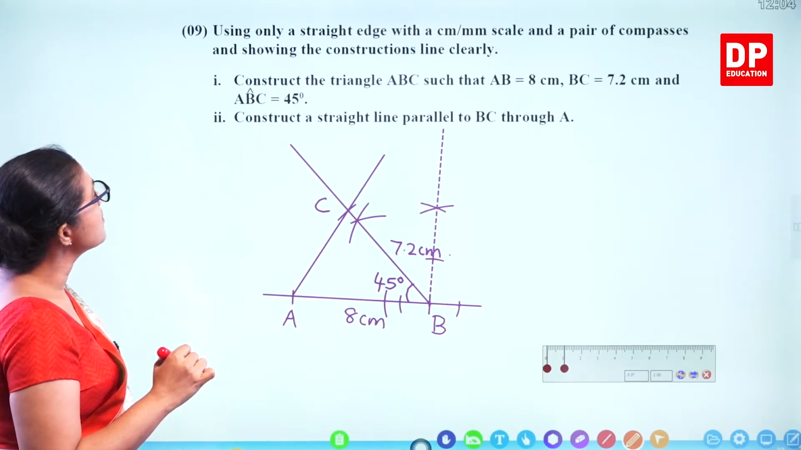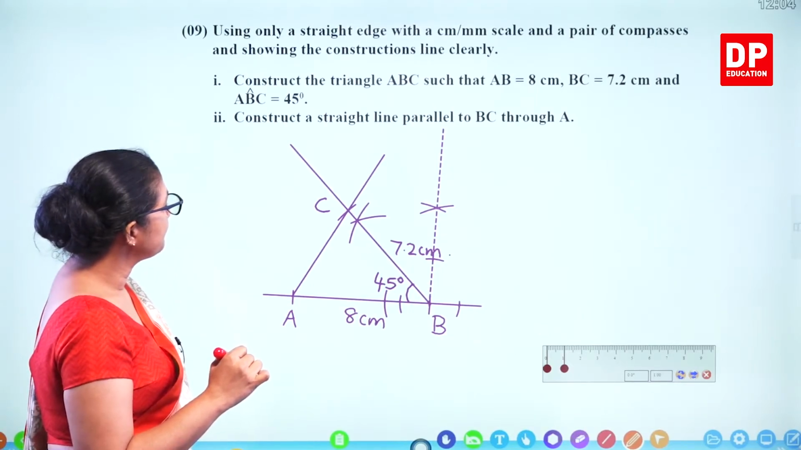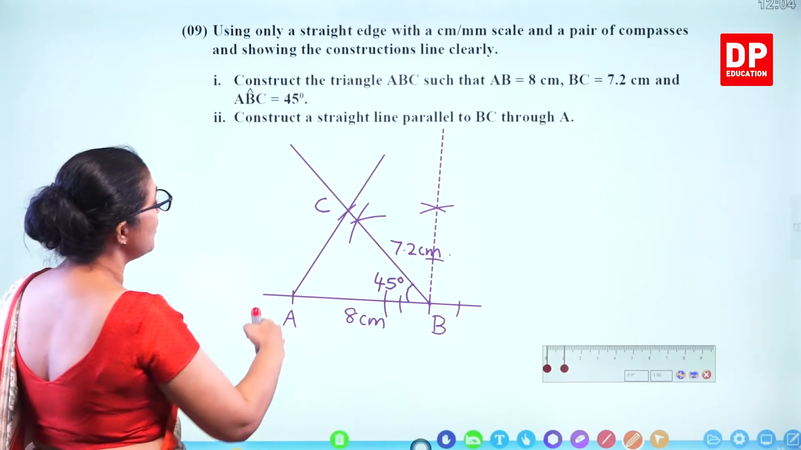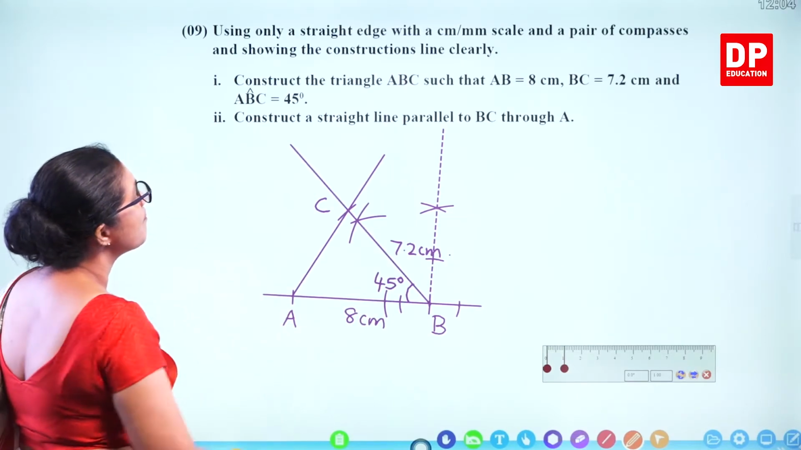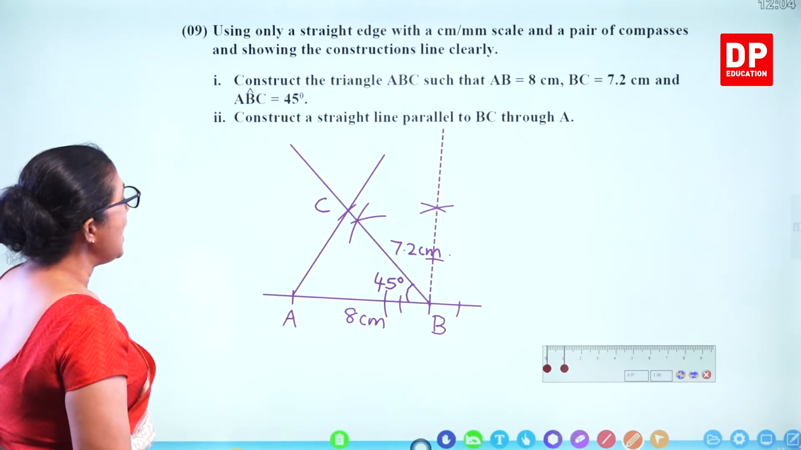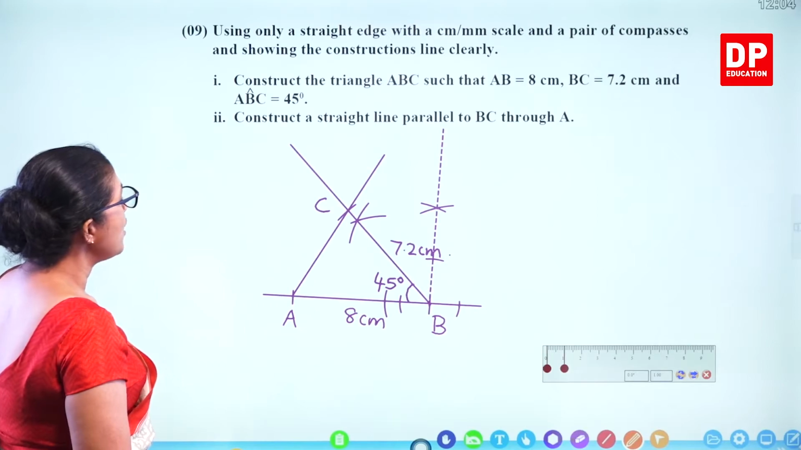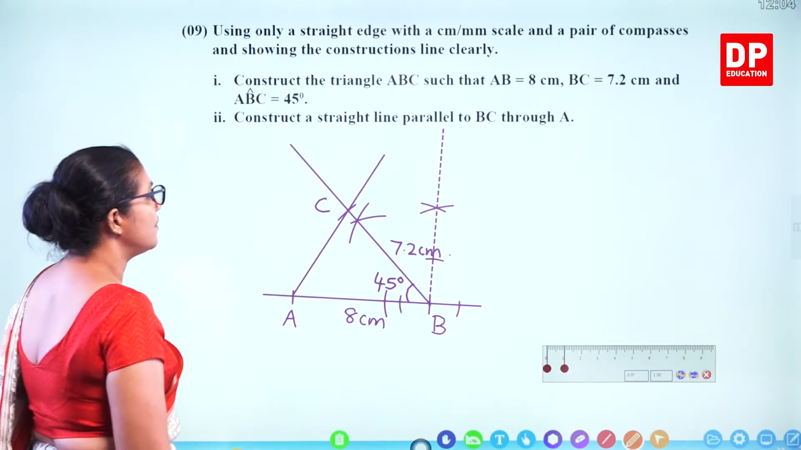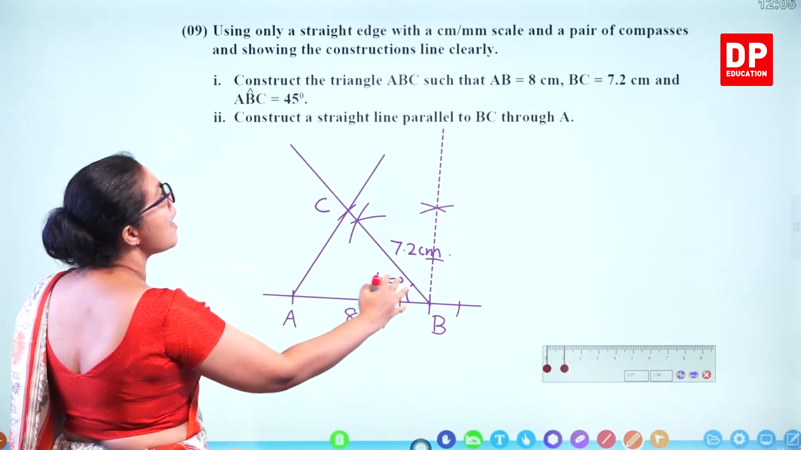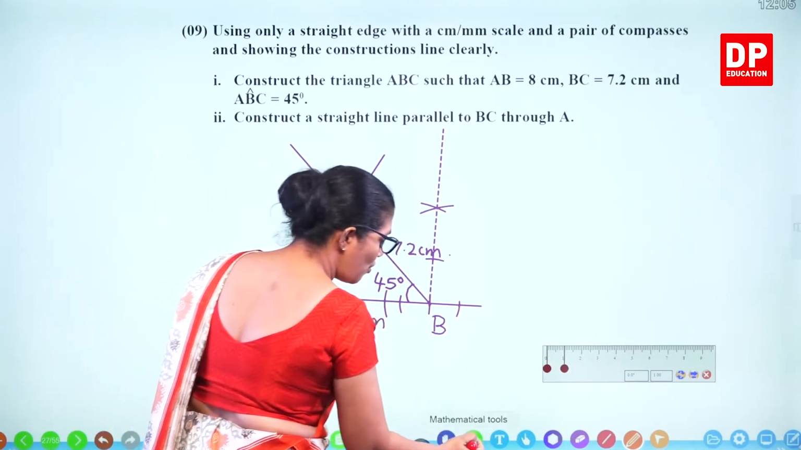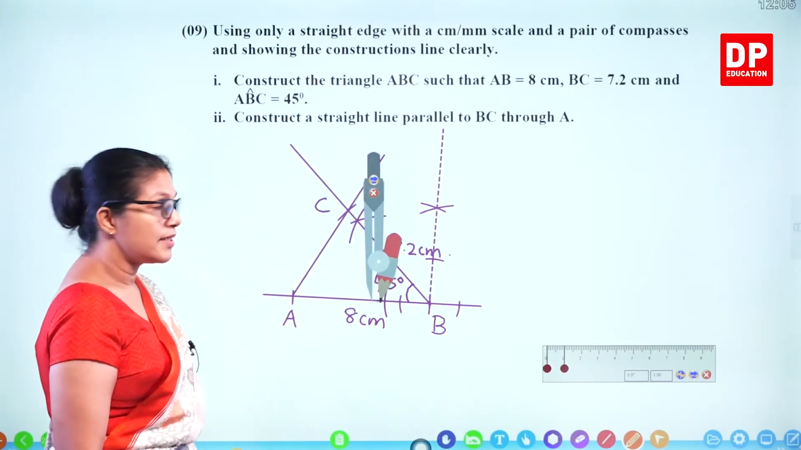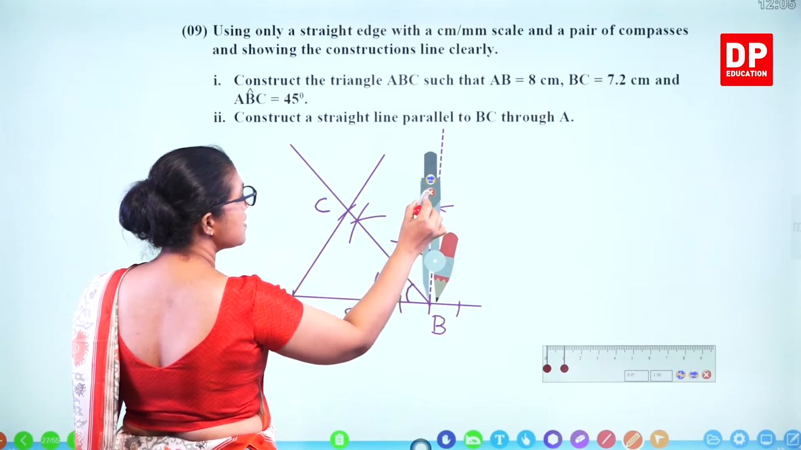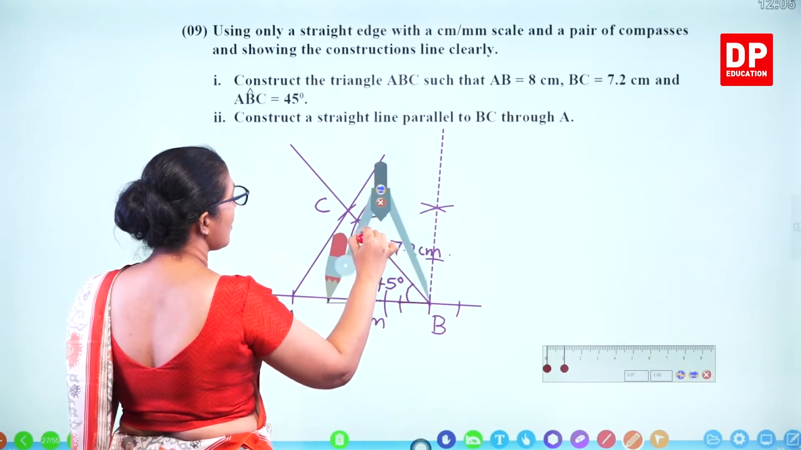Now, second part, construct a straight line parallel to BC through A. So we need to construct a line here. So AB is 8, BC is 7.2 and angle B is 45. So now we'll try to draw a line parallel to BC. So we can use the parallelogram method. So what we can do, we can take the same distance here.